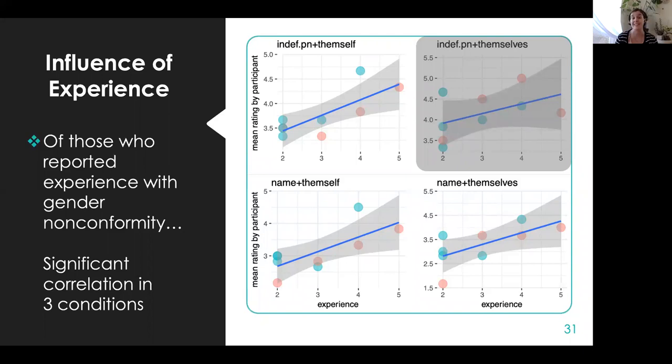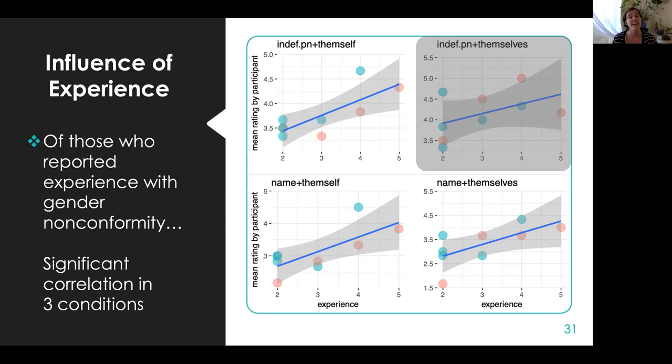the conditions. So someone saw themself, Chloe saw themself, and Chloe saw themselves all displayed this strong, well, not strong, but a significant correlation. However, in someone saw themselves, we see a trend in that direction, but the correlation did not come out as significant. And on the one hand, this might just be because it's a very small number of participants and you have to take this with a grain of salt.